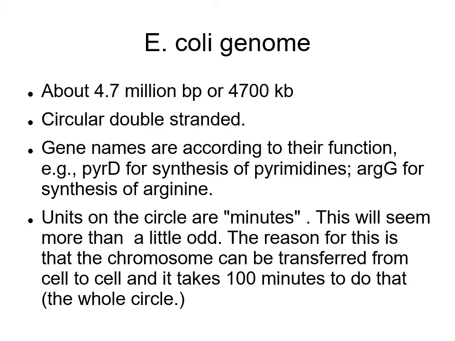The other thing that seems a little odd is that the units on the genetic map are in minutes. This is because when the chromosome can be transferred from one cell to another, it takes 100 minutes to do that. So the entire circle has 100 minutes on it, going from zero clockwise to where all the individual genes are located.